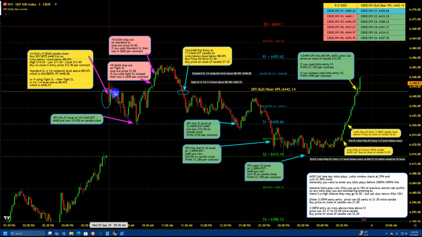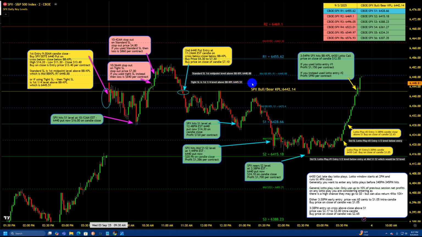Your standard stop loss on a bearish entry triggered from the bull bear key price level would be the first midpoint level above the BBKPL. That would be your midpoint level here, the mid BBKPL R1, 6448.88. If you prefer for your risk profile to use a tight stop loss, the tight stop loss is the first quarter level above the bull bear key price level, which is 6445.51.